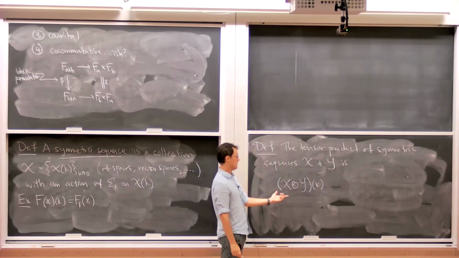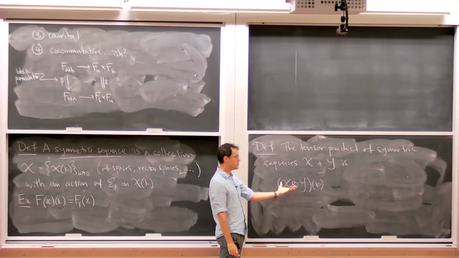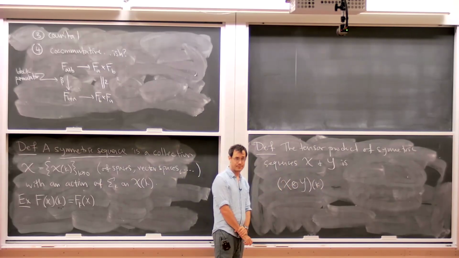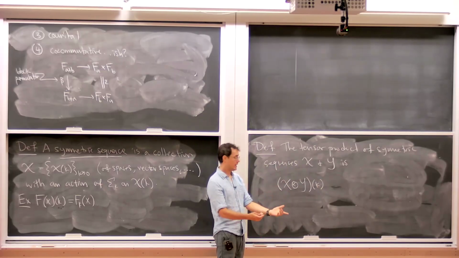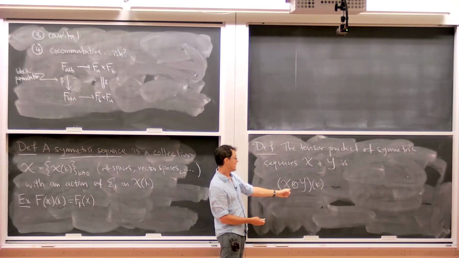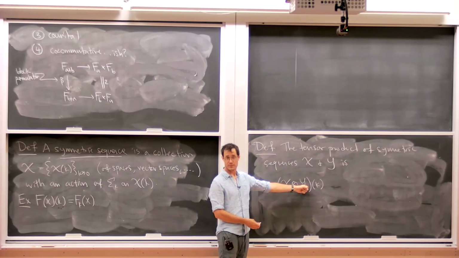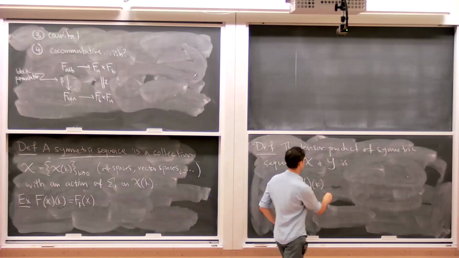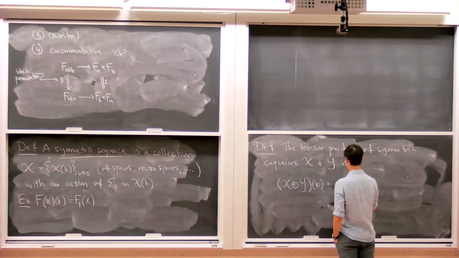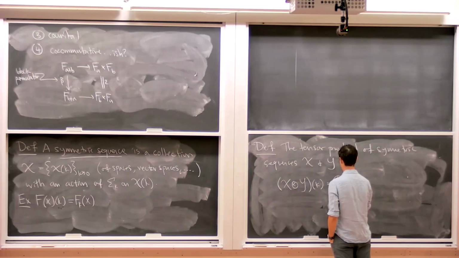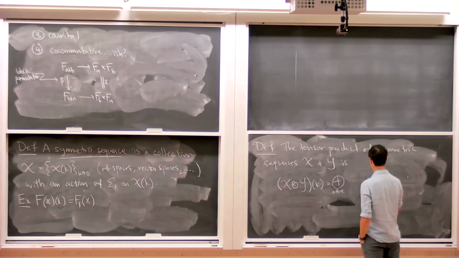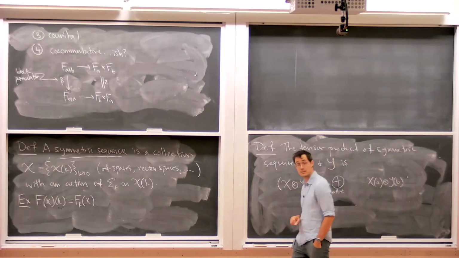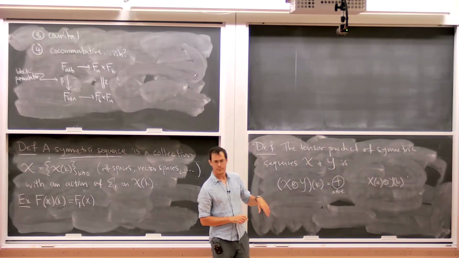Okay, well, what would I do if these were just graded objects? For every way of writing k as a sum of two numbers, A and B, I would take the Ath piece of X and the Bth piece of Y, and I would tensor them together. That's what I would do, right? So I would sum over all the ways to write k as A plus B of the Ath piece of X tensored with the Bth piece of Y. Yes.